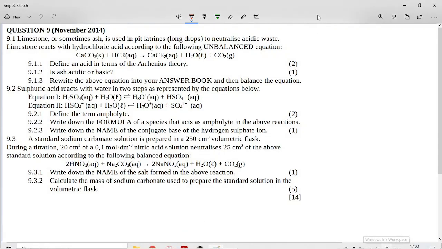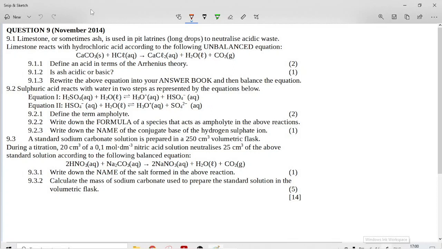Okay, this is the November 2014 grade 11 question on acids and bases. It says limestone, or sometimes ash, is used in pit latrines, long drops, to neutralize acidic waste. Limestone reacts with hydrochloric acid according to the following unbalanced equation. So this is a metal carbonate plus an acid giving you a salt, water, and carbon dioxide, one of the general reactions you need to learn. Specifically, it's calcium carbonate plus hydrochloric acid goes to calcium chloride plus water plus carbon dioxide.